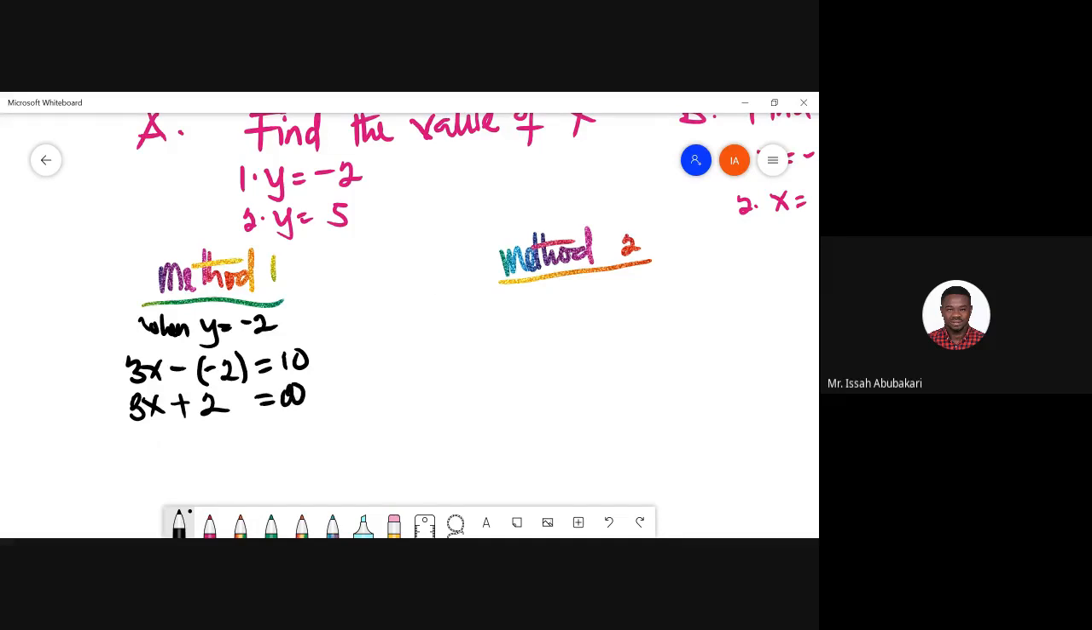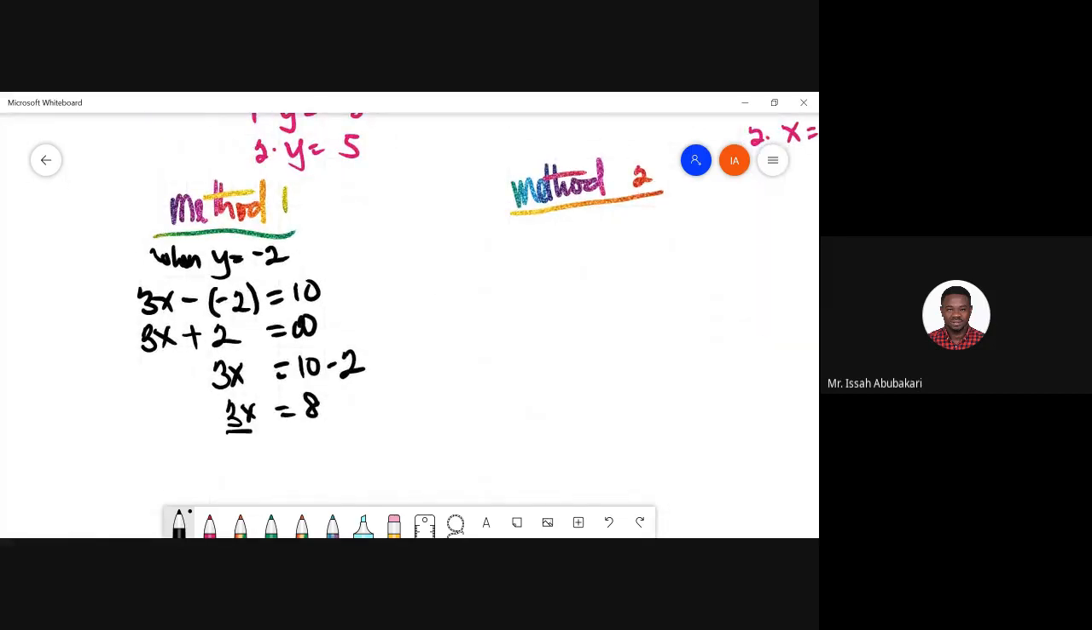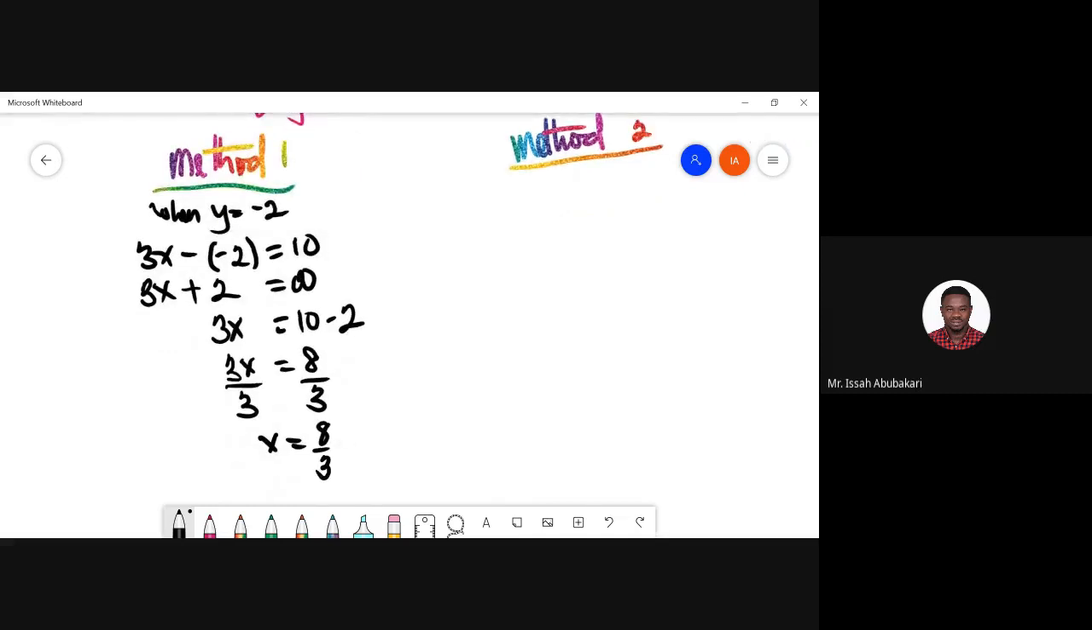And after that, let's group like terms: 3x on this side and all the numbers on the right side. 10 minus 2. And we are going to get 3x is equal to what? 8. And at the end, we find x by dividing both sides by 3. So we are going to get x is equal to 8 divided by 3. Or this can give us 2 whole number, 2 over 3. Is that okay? All right.